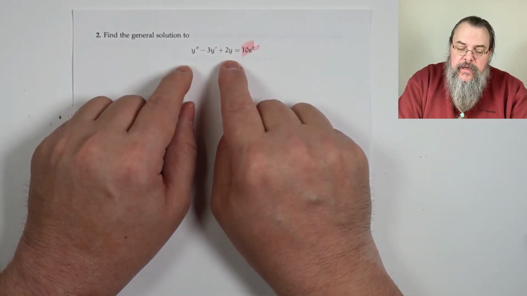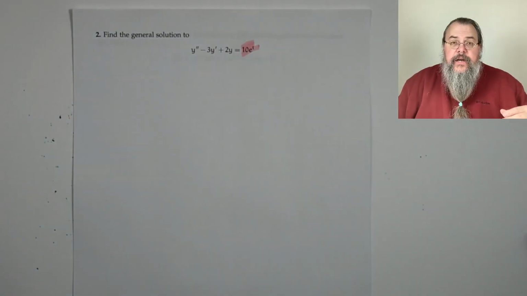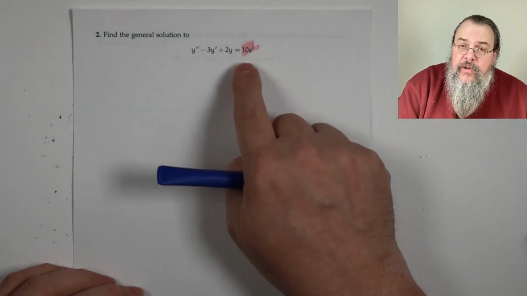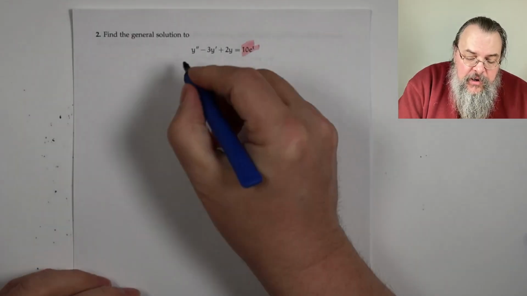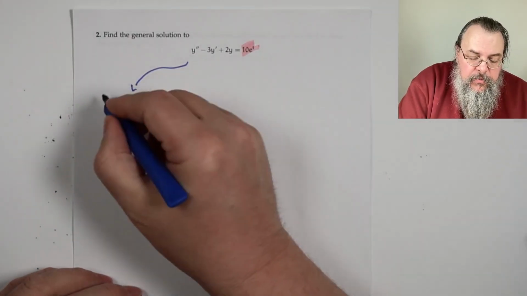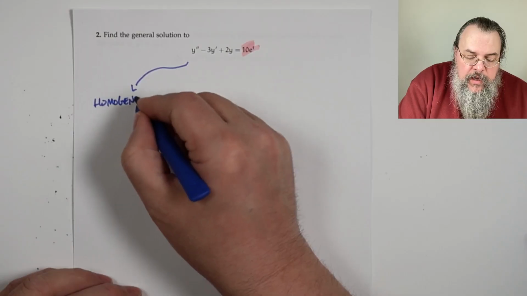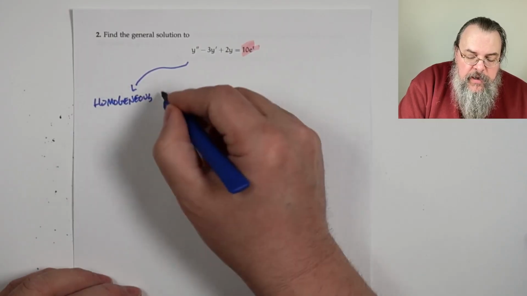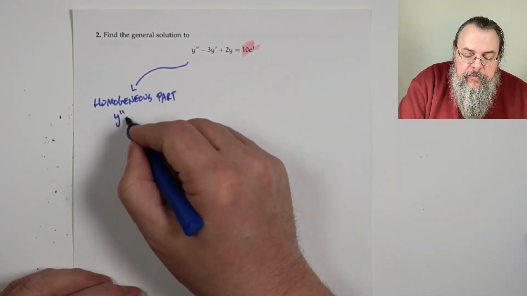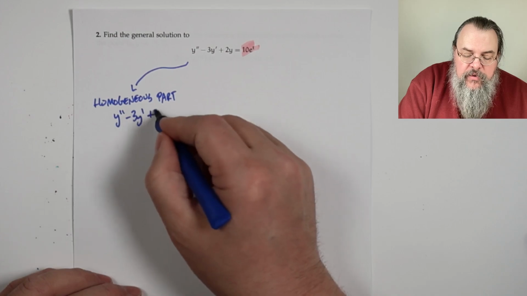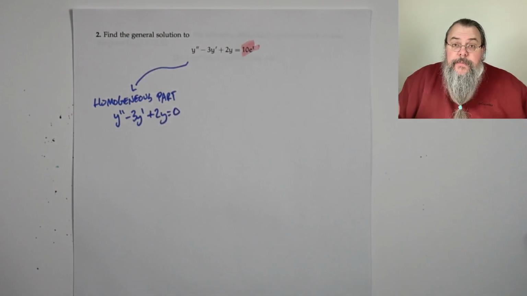What we'll do is we're going to do a process. And we're going to first off say, ignore this tan e to the t. In other words, solve the homogeneous problem. Okay, so here we go. We're solving the homogeneous part. And we always do the homogeneous part first. We say, okay, well, that's y double prime minus 3y prime plus 2y equals 0. Turn it into an algebra problem.